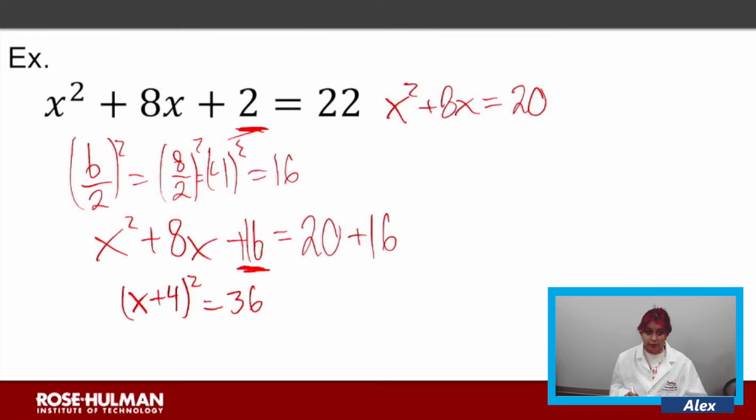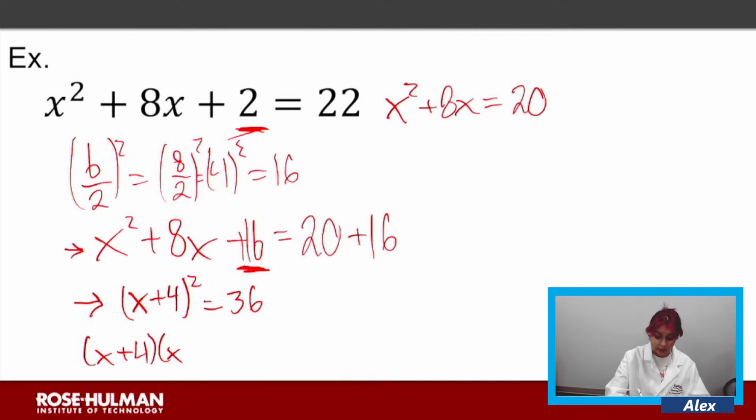36. So just as a quick check, if you don't see how I got from this equation to this equation, let's FOIL out x plus 4 quantity squared to see how that equals the equation that we had in the previous step. So if we FOIL this out, we have x plus 4 times x plus 4.